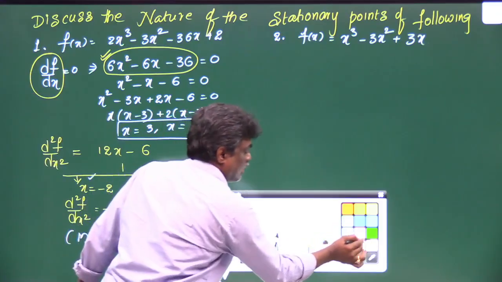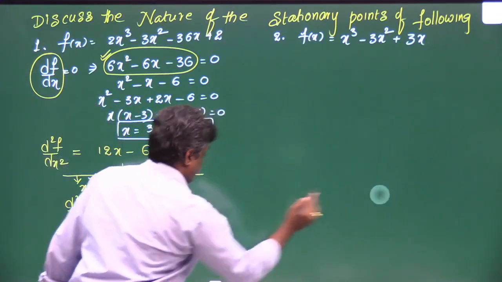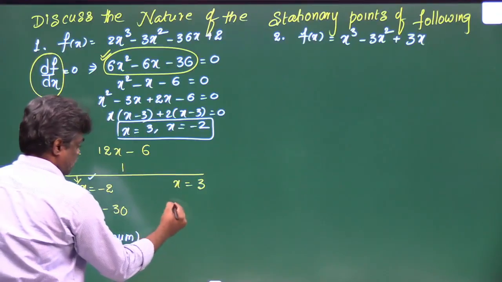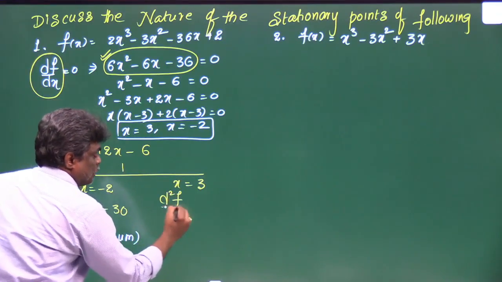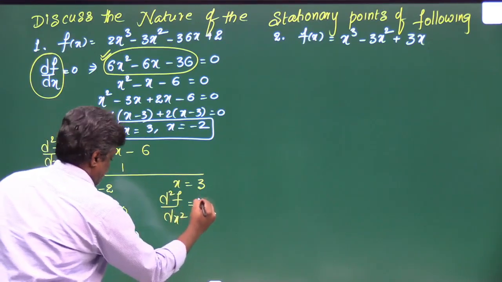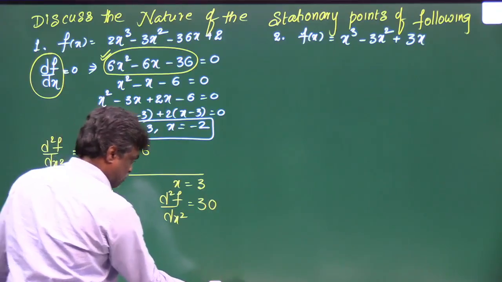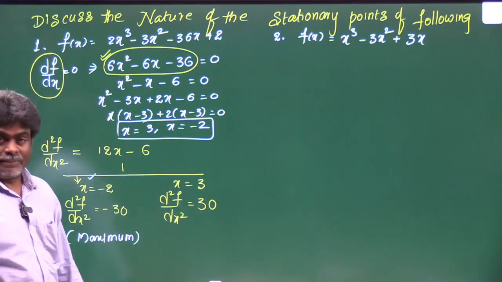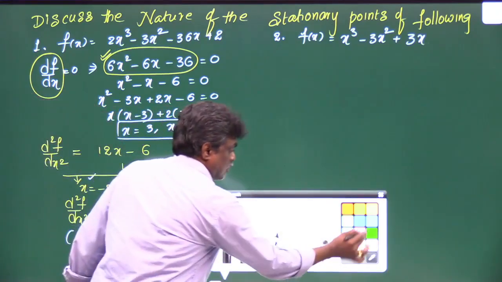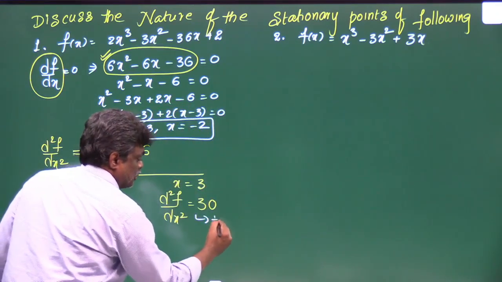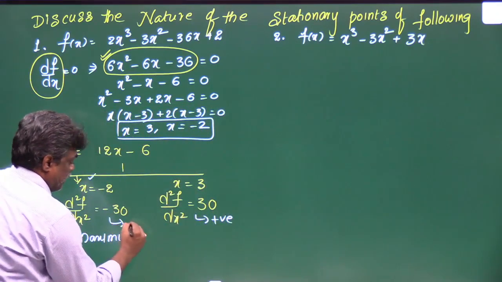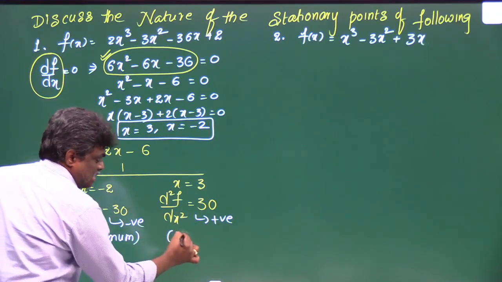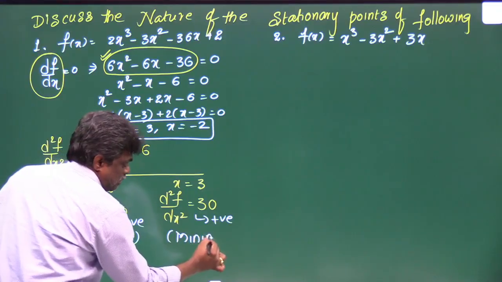And the next one, if you take x = 3 and again substitute in the second derivative, d²f/dx² is again 30, because this time it is a plus 36 minus 6, 30. So is it positive or negative? Positive. This is positive, and the earlier one was negative. Since the second derivative is positive, is it a minima or maxima? Minimum condition.